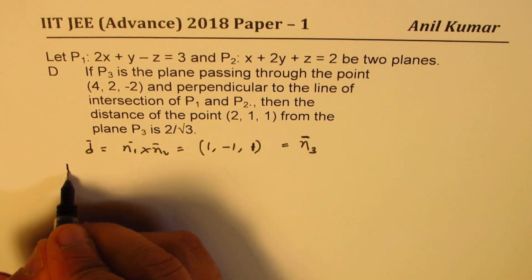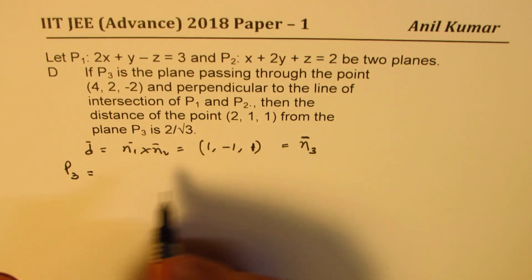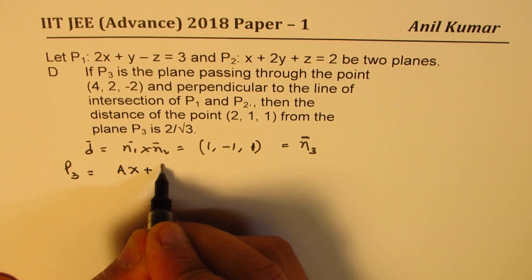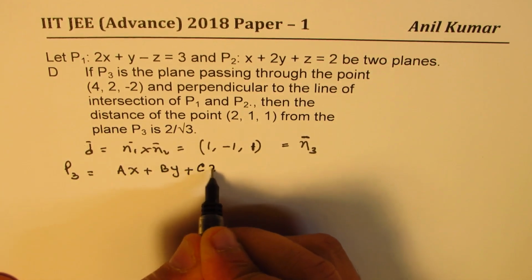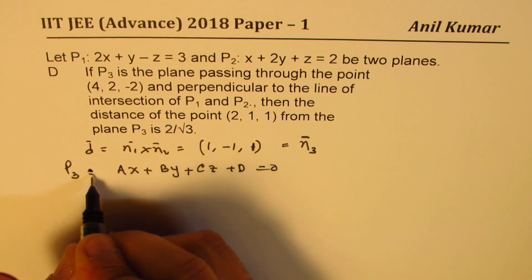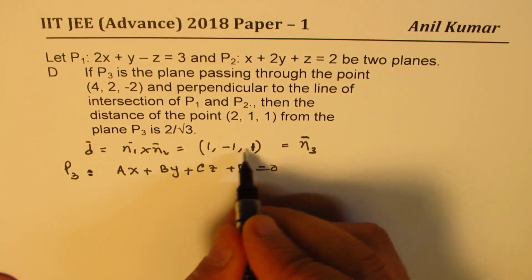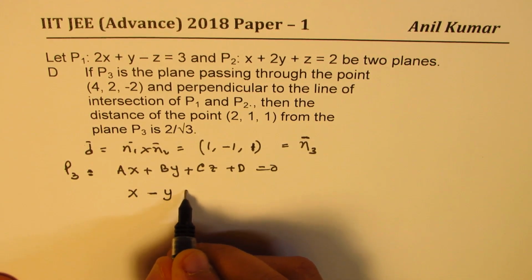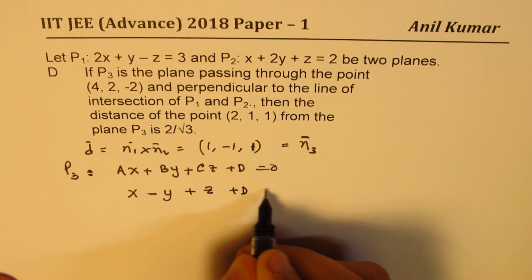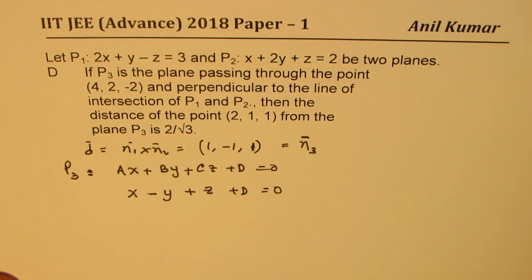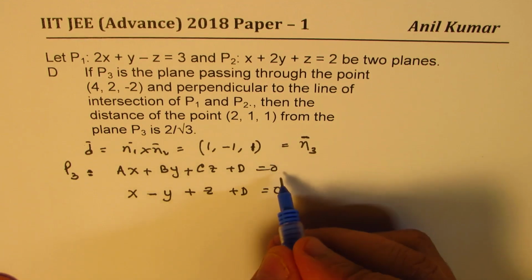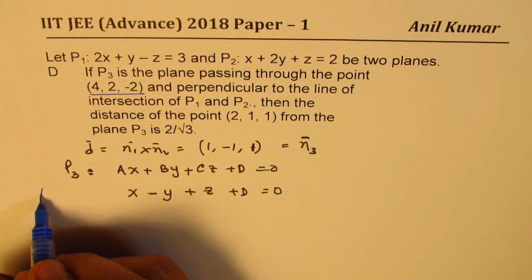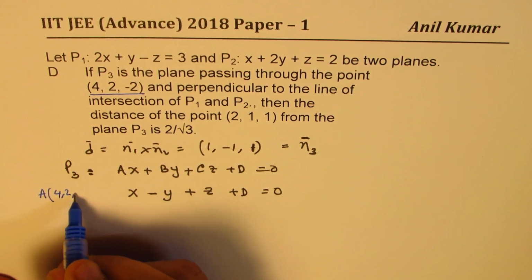Now that is the normal for the third plane, right? So we'll find the equation of P3. Since we know that is the normal, the equation has to be, A is 1. In general, it is AX plus BY plus CZ plus D equals 0. Since we know the normal, we can write this as X minus Y plus Z plus D equals 0. We are given a point on it, which is 4, 2, minus 2. Let's call it A.